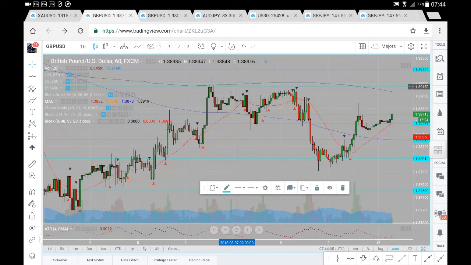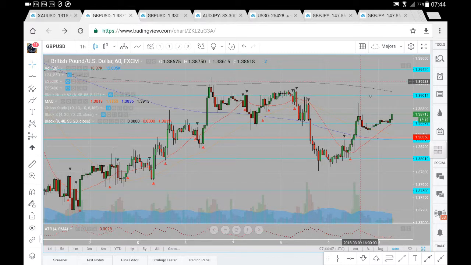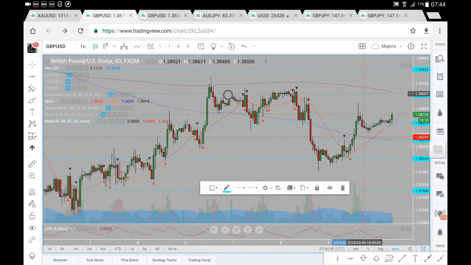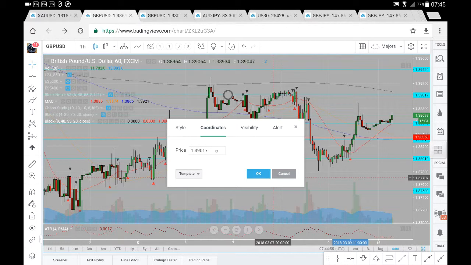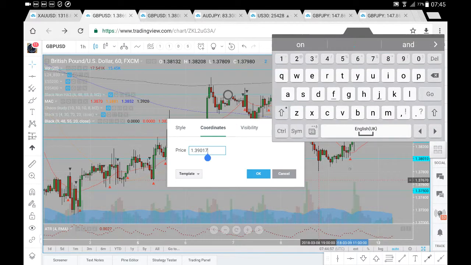So 139 has proven its importance over the past couple of trading sessions. So we are going to put it on the chart, as it is an important reference point.